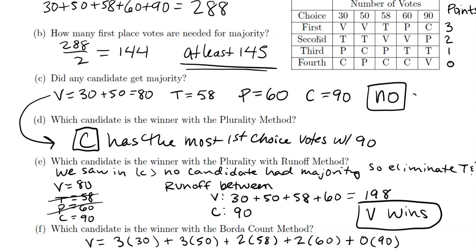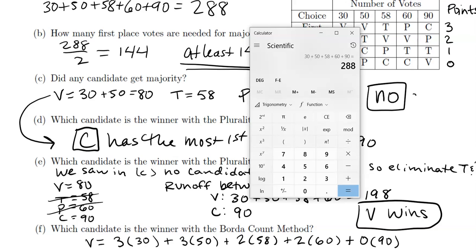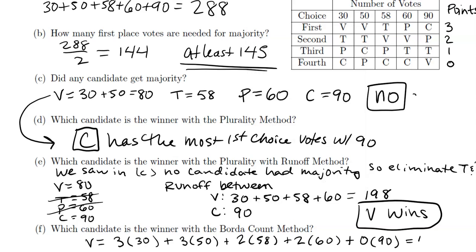Let me grab our calculator here quick. So we've got 3 times 30 plus 3 times 50 plus 2 times 58 plus 2 times 60 plus 0 times 90 gives us 476 points for V.